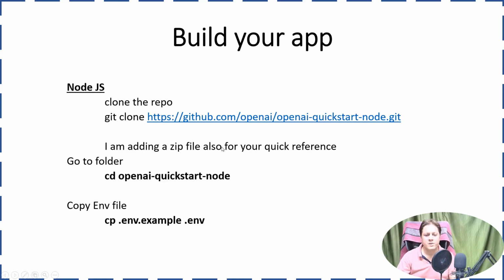That's it. After extracting, you need to go to the folder. Go to the folder, this one, OpenAI Quick Start Node. You see here, I have mentioned the command also. After that, there is an env.example file already there, and you need to copy it to .env. So you can copy it using the command line, or you can copy it manually also, whatever way you want. But we need this file because this file is very important. It will keep your API key over there.